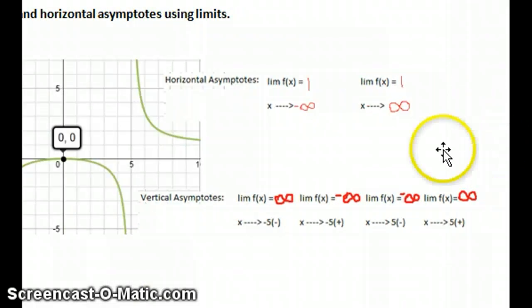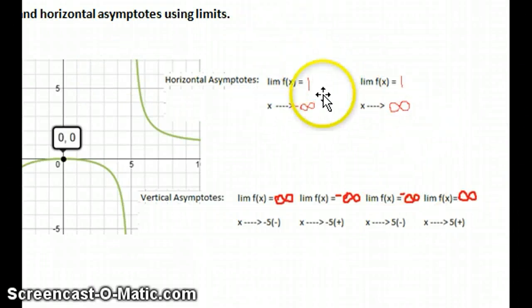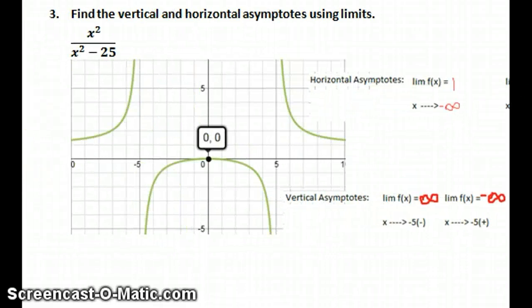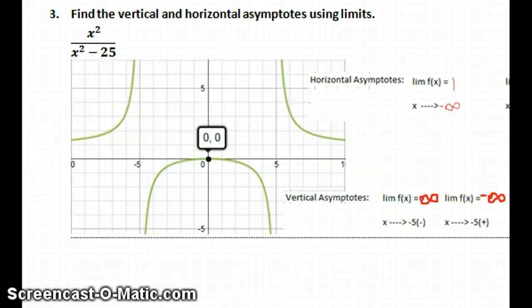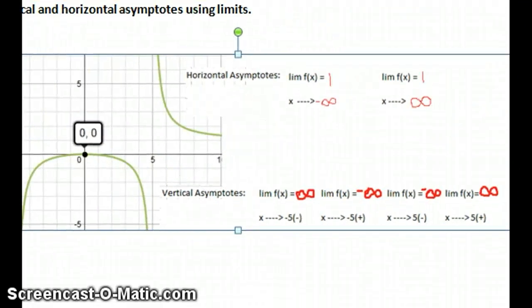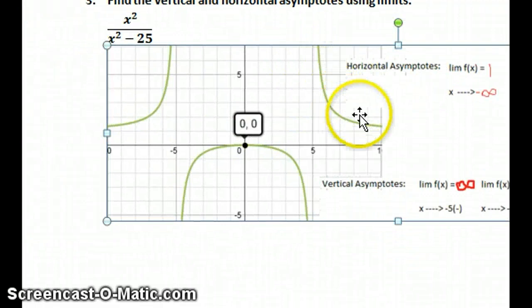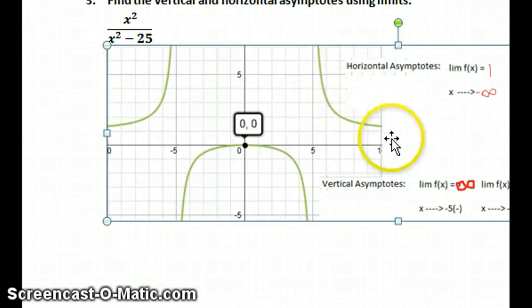There we go. So we got limit of f of x equals 1 as x approaches negative infinity, which you can see here. F of x, y values approach 1 as x approaches negative infinity. And we have right here limit f of x approaches 1 as x approaches positive infinity, which you can see here. This approaches 1 as x goes to positive infinity.